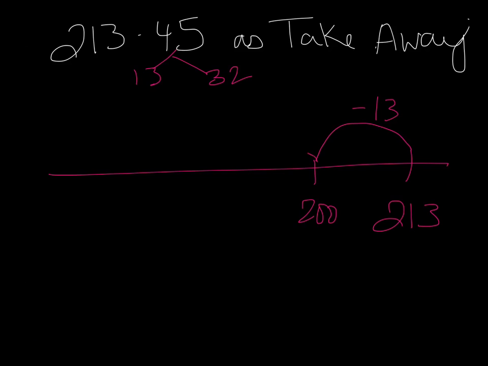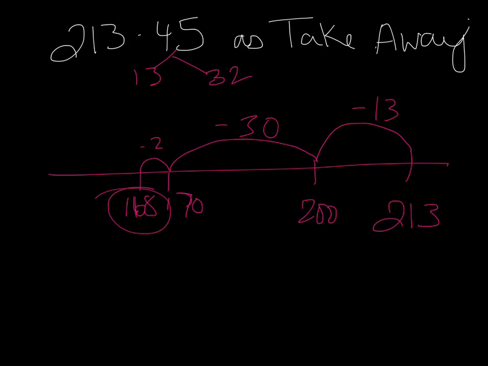A lot of times kids will take away 30 to get to 170. And then, sorry, my 7's not that good, and then take away the 2 to get to 168. Okay. So that's the takeaway model, is that they start with the original amount and then they are taking away the amount that they're told to take away.